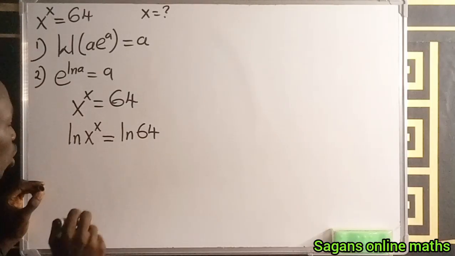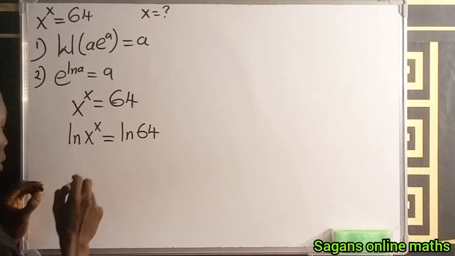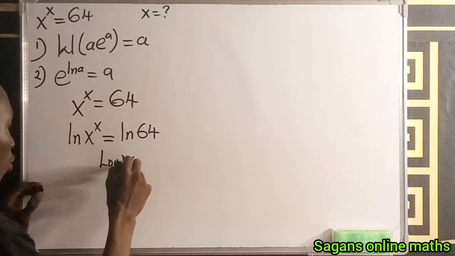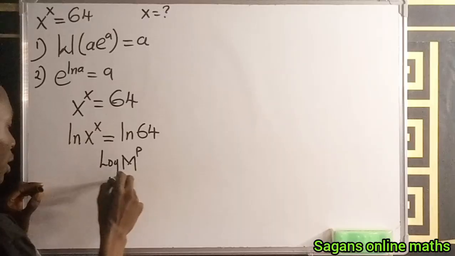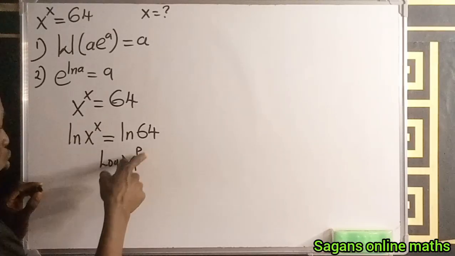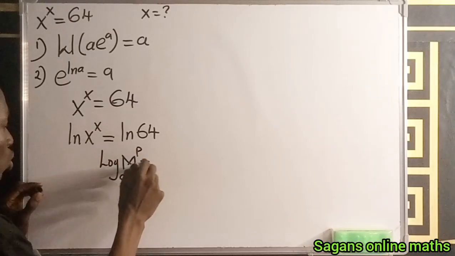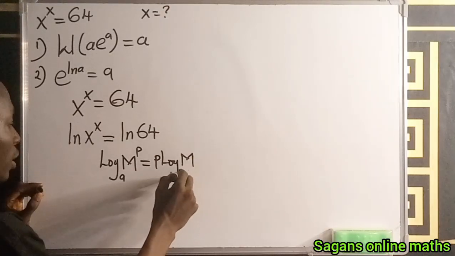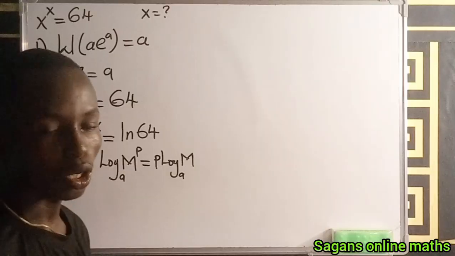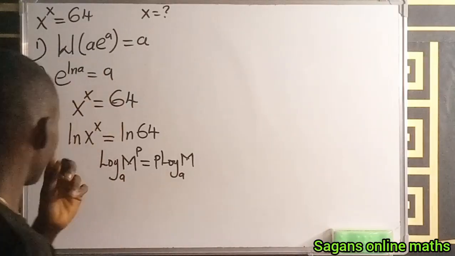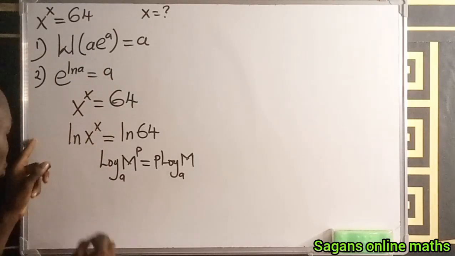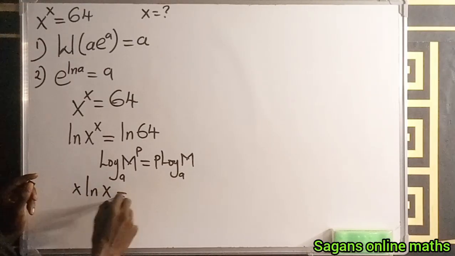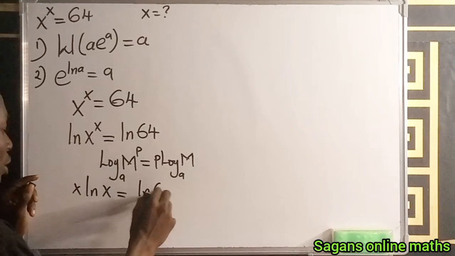Now, let me draw your mind to one of the properties of logarithm. If you have the logarithm of m to the power of p base a, this law states that the power can also go back to multiply the log. So this will be equal to p multiplied by log m base a. This is one of the properties of logarithm, so we are going to apply it here. So this power which you are seeing here, which is x, can also go back to become x multiplied by ln x equals ln 64.